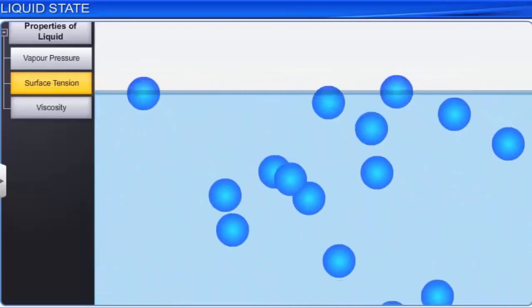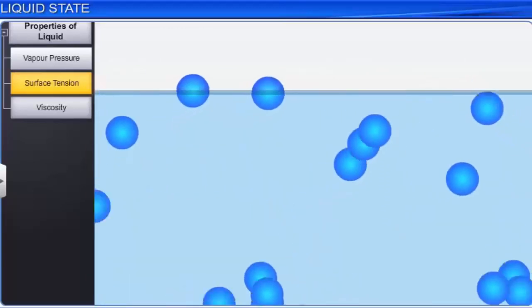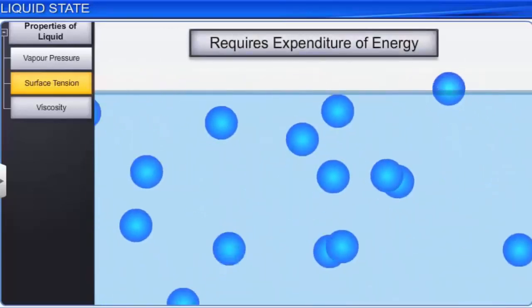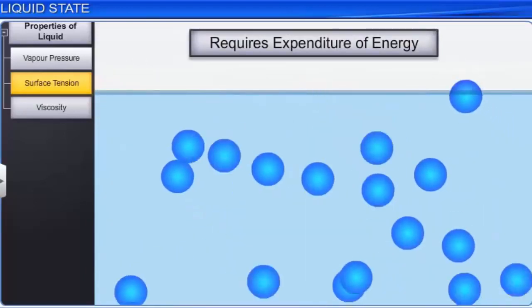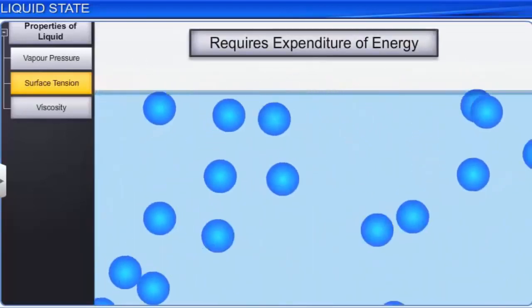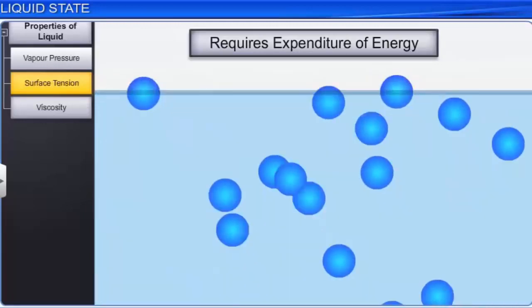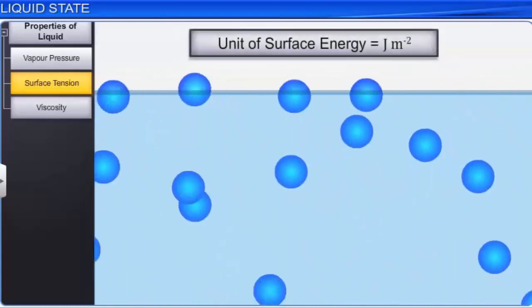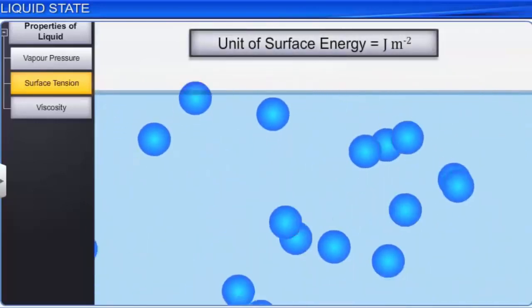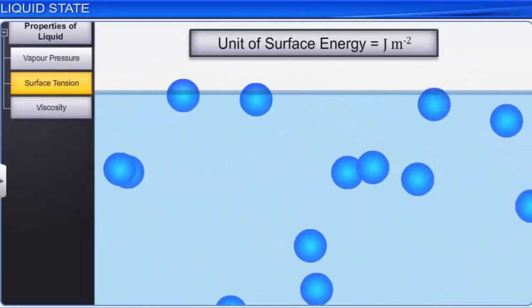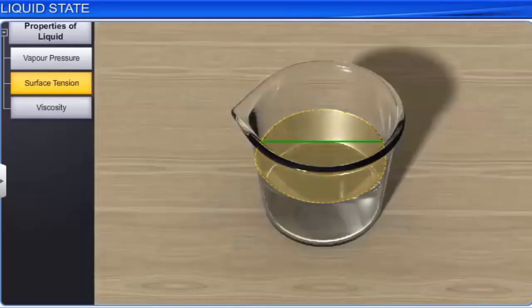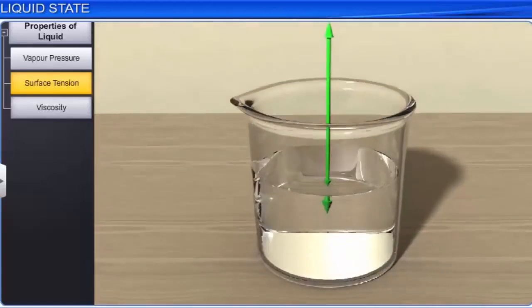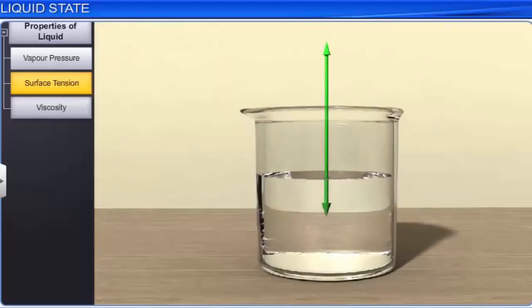The energy required to increase the surface area of the liquid by 1 unit is defined as the surface energy. The units of surface energy are joule per meter square. Surface tension may be defined as the force acting per unit length perpendicular to the line drawn on the surface of liquid. It is denoted by gamma and is measured in kilogram per second squared. Its SI unit is Newton per meter.